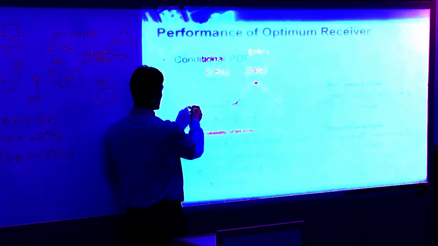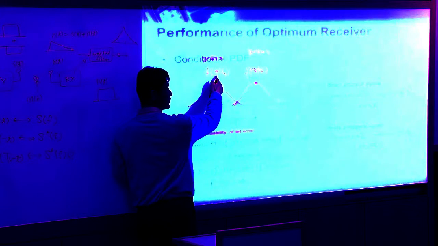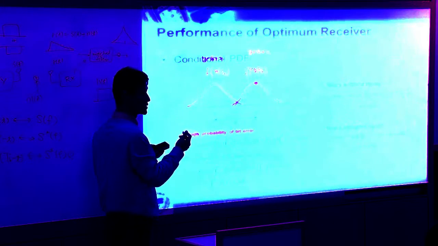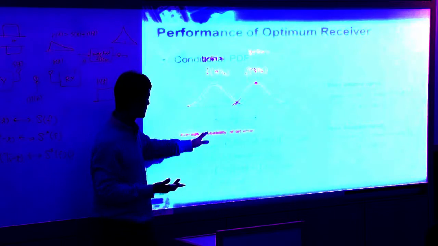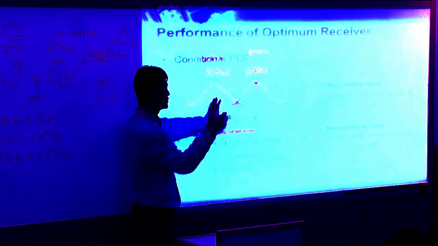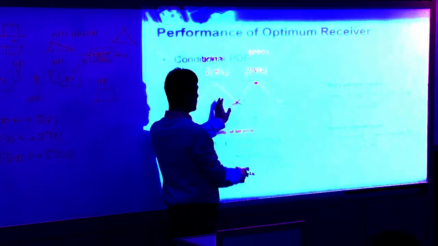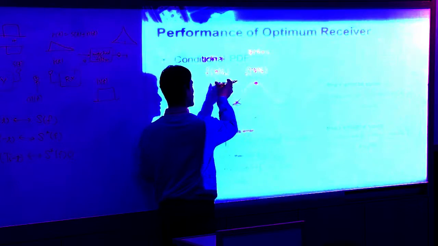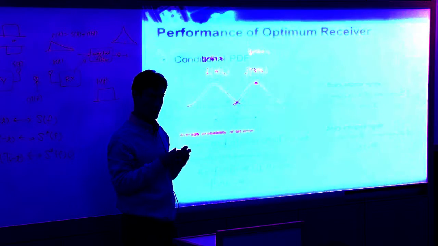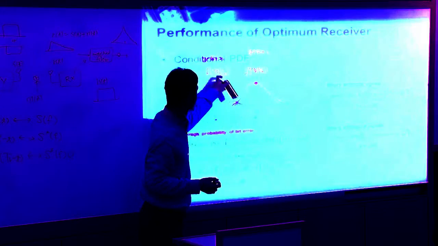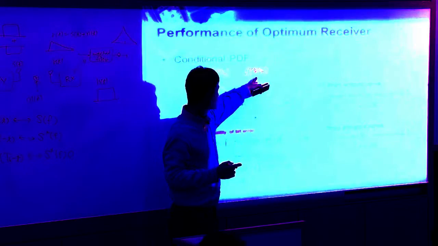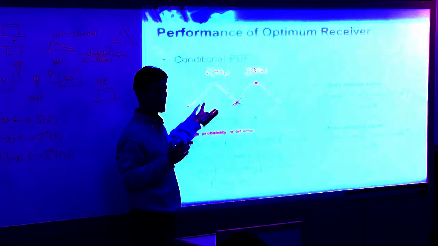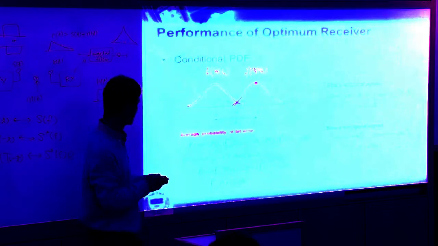In the same way, this here is the probability of the received sample if S2 is transmitted. If S2 is transmitted, the mean is going to be S2, and on top of it you put the noise. And noise is Gaussian. If S1 is transmitted, the mean is S1 with the noise statistics on top of it. So we have two. But remember, this is a conditional distribution, so we write it this way. If S1 is transmitted, this is the statistics of the received sample. If S2 is transmitted, this is the statistics of the received sample.